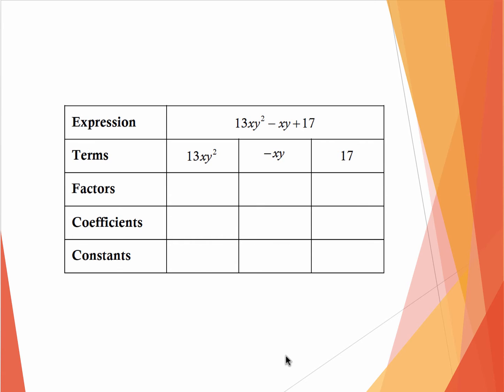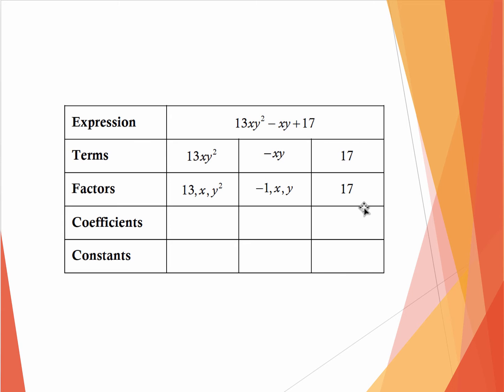Next, let's take a look at each one of these terms and list out the factors in each of the terms. So in my first term, 13xy squared, 13 is a factor, x is a factor, y squared is a factor. So it looks like I only have 3 factors, but in reality I have 4 because I have 2 y's that are getting multiplied. In my second term, I have negative 1 as a factor, x as a factor, and y as a factor. So my second term has 3 factors in it. My last term, just 17, that is my only factor.